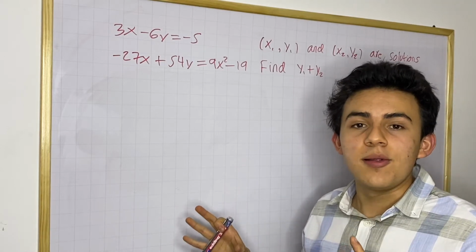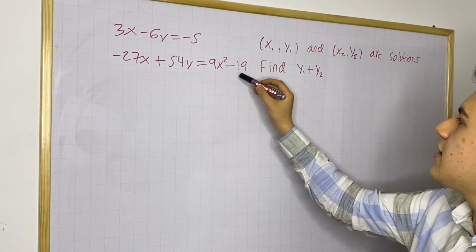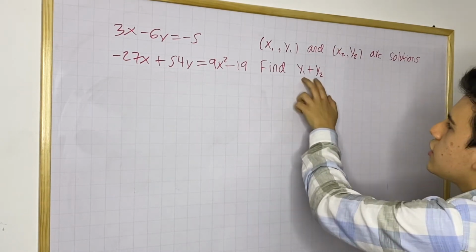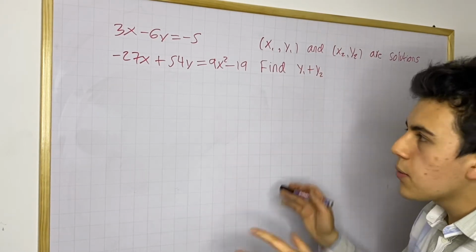How do you solve this problem? Well, it's pretty cool and it's pretty simple, so let me show you. You've got a system of equations and two pairs of solutions, and you need to find the sum of the y values of those two solutions. Now, how do you do that? Well, let me show you.